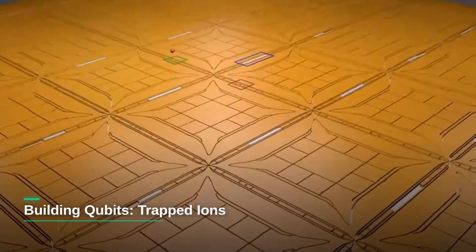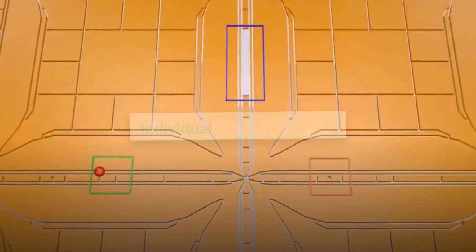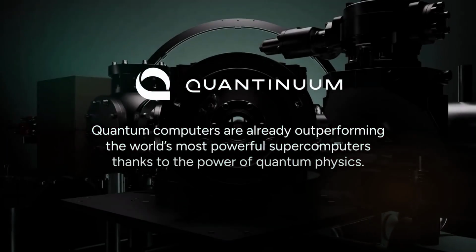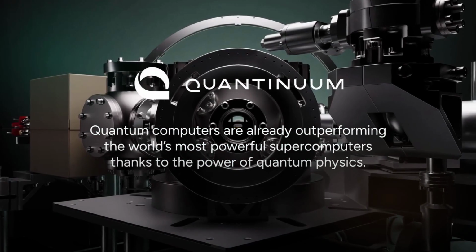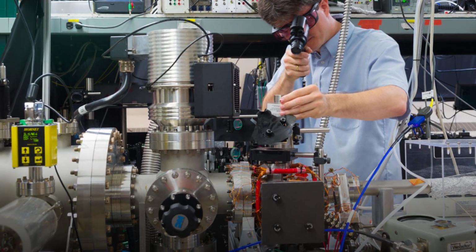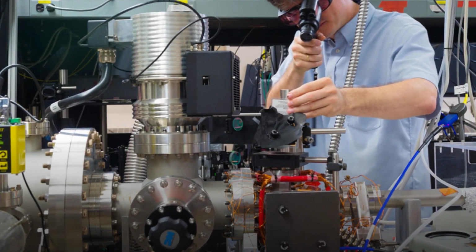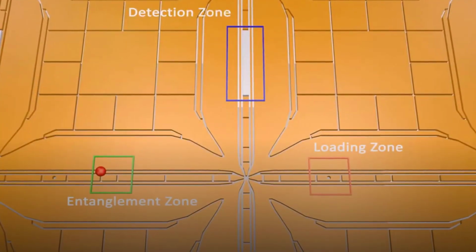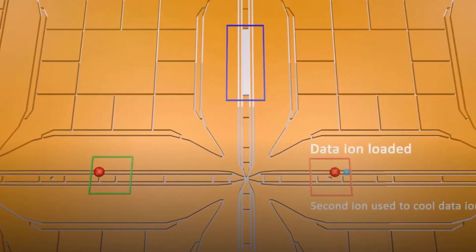So, how do we actually make these magical qubits? One leading approach uses trapped ions. Here, individual atoms are stripped of an electron, making them charged ions. These ions are then suspended in a vacuum using electromagnetic fields, forming a tiny chain. Precise lasers are then used to control the internal quantum states of these ions, defining their zeros and ones, creating superposition and entanglement. This method offers very high fidelity, meaning the qubits are quite stable, but it's challenging to scale up to many qubits.